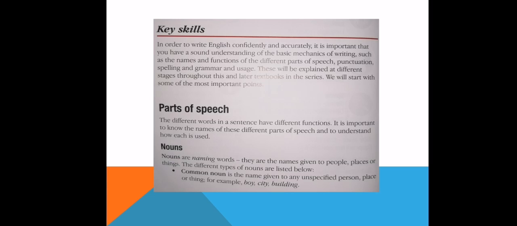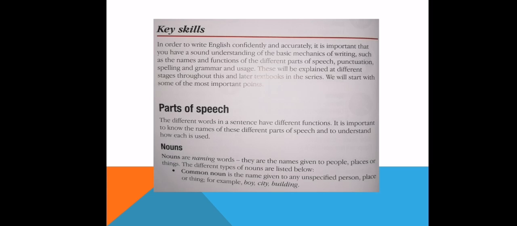And like I said, we're going to talk about nouns today. So the different words in a sentence have different functions. It is important to know the names of these different parts of speech and to understand how each is used. So we have 4 different types of nouns that we're going to look at today. We have common nouns, proper nouns, abstract nouns, and collective nouns. So common nouns are the easiest to remember, I'm pretty sure. They are naming words. They are names given to specific people, places, and things.